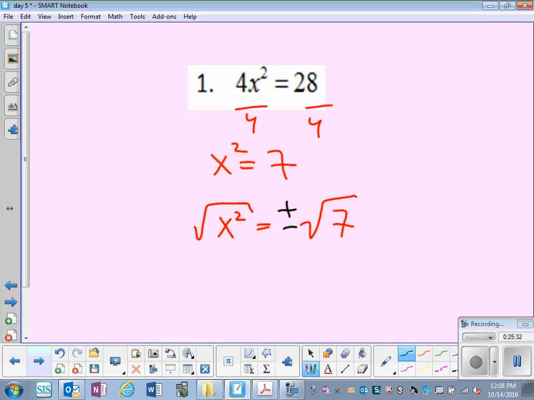So what is my square root of x squared? Just x, and equals plus minus. Can I simplify square root of 7? Not really, so I'll just leave it as this. So that's my answer. And the fancy way, of course, is to add those brackets. It's like that, right? X equals, and then those brackets.